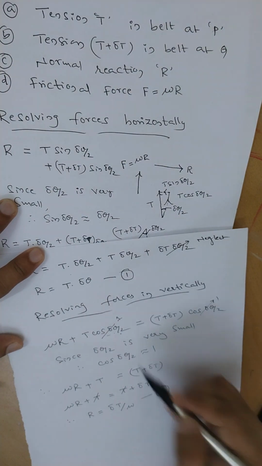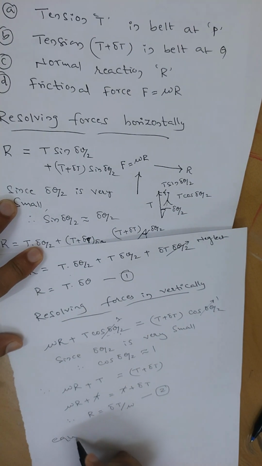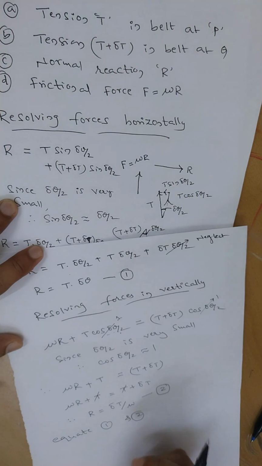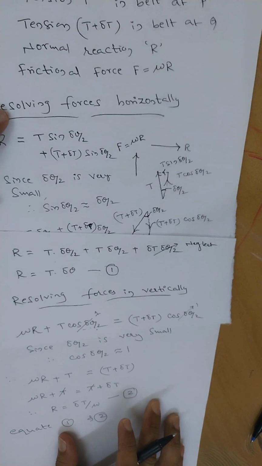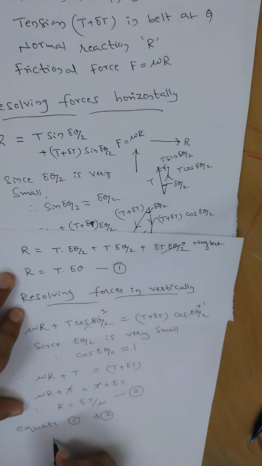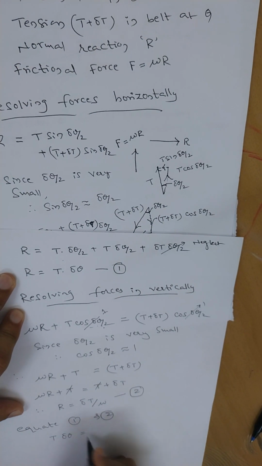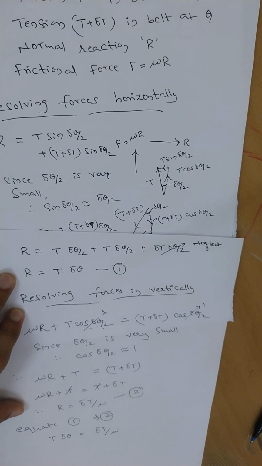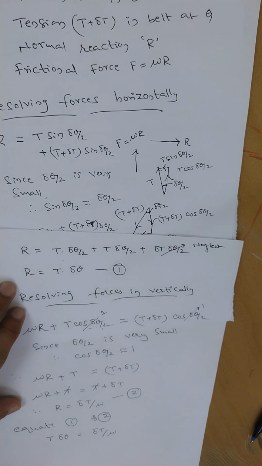Now we can equate 1 and 2. So what we will get? T into d theta equal to dT by mu.